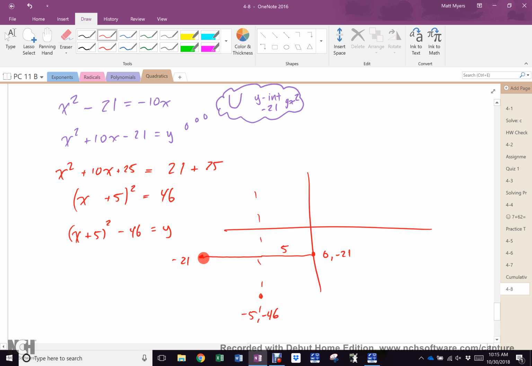How far is this? 5. So I went 5 to the left from negative 5, so what's this point? Negative 5 and negative 5, which is negative 10. And now I've got my parabola, don't I? Everybody cool? That was going that way.